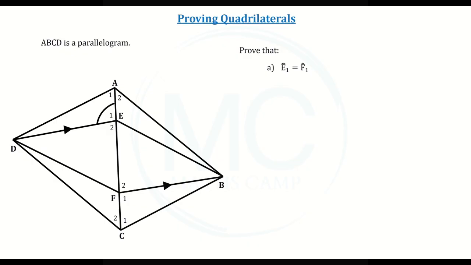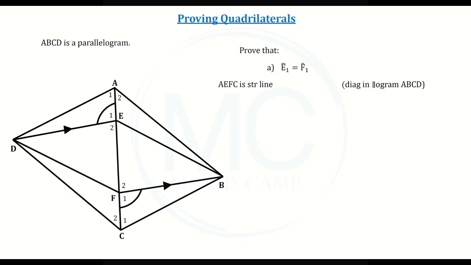Prove that angle E1 is equal to angle F1. Angle E1 has been marked on our diagram in black, so let's mark angle F1 as well. Now, the question tells us that ABCD is a parallelogram, and we can see that angle E and angle F sit on the diagonal AEFC. So let's make a note that AEFC is a straight line because it is a diagonal in parallelogram ABCD.